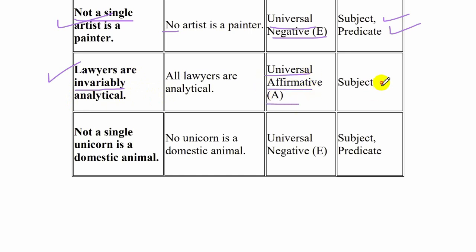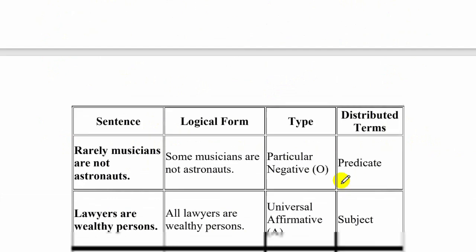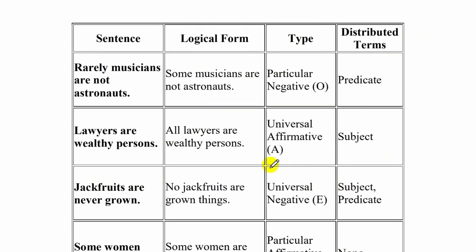All lawyers are analytical. It's a universal affirmative A type. The subject is distributed. Not a single unicorn is a domestic animal. Not a single means no. Again, no unicorn is a domestic animal. It is universal negative. Both subject and predicate are distributed terms. Okay, we have to cover many of them.